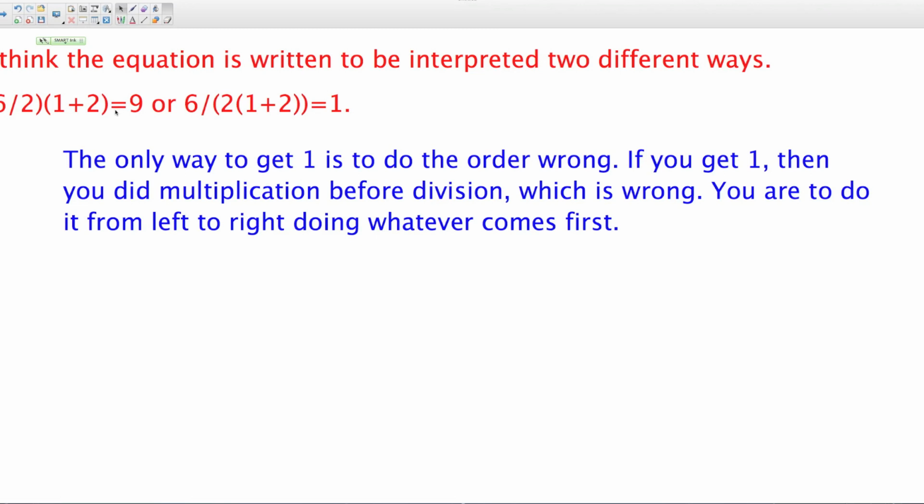After settling the calculator debate with him, he comes back at me with, I think the equation is written to be interpreted 2 different ways. The first way is the quantity 6 divided by 2, close the quantity, times the quantity 1 plus 2, close the quantity, which would give us 9. Or 6 divided by the quantity 2 times the quantity 1 plus 2, close both sets of parentheses, to give 1. Here again, we are changing the original problem by adding parentheses. You can't just add parentheses into a problem and expect it to be the same results.